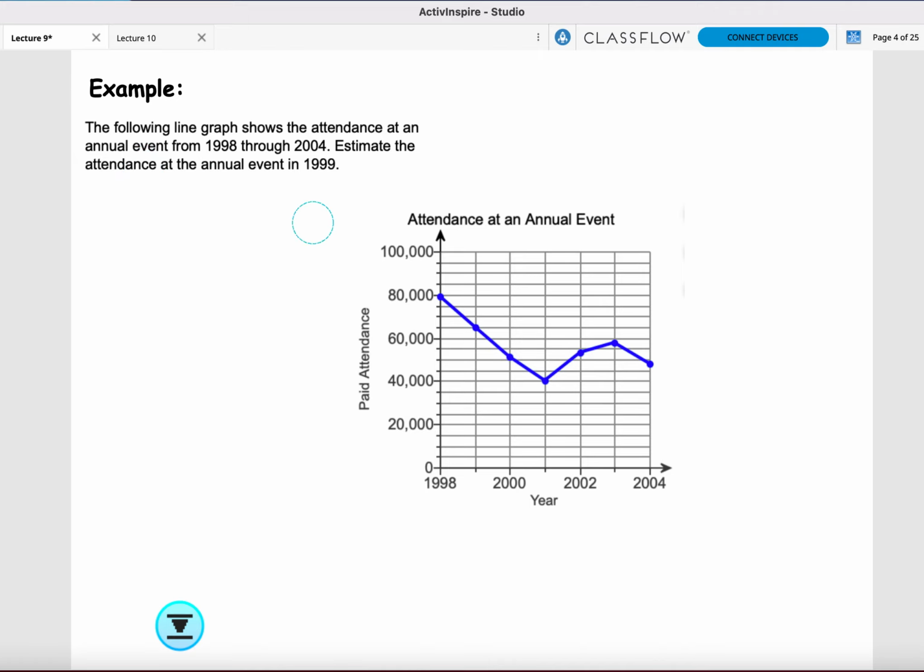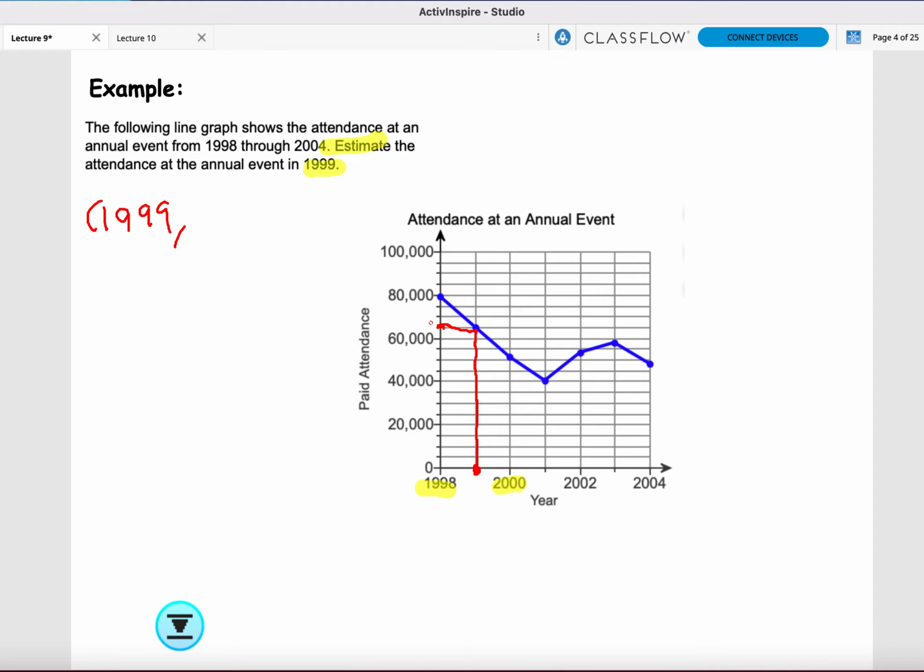The following line graph shows the attendance at an annual event from 1998 through 2004. Estimate the attendance at the annual event in 1999. So it wants you to find the estimate for 1999. If it starts at 1998 and 2000, that means 1999 should be in the middle between the two, so it should be right here. It wants you to find the attendance, so I'm going to go all the way up to this line, and it's at this point here. I'm going to go to the right to see what value that is. We know the x value is 1999.